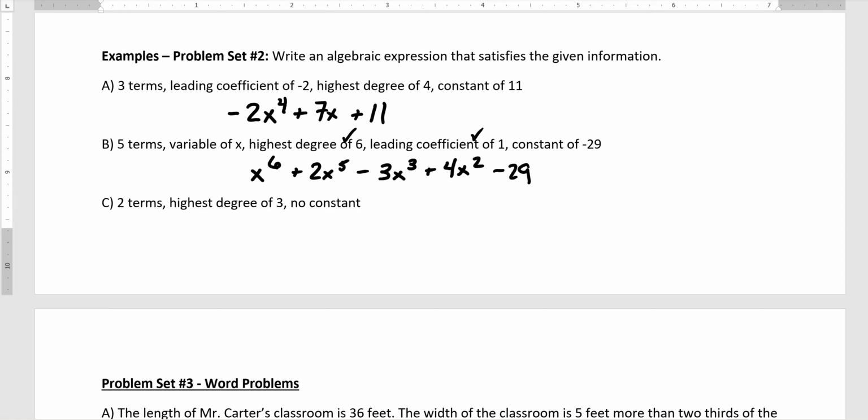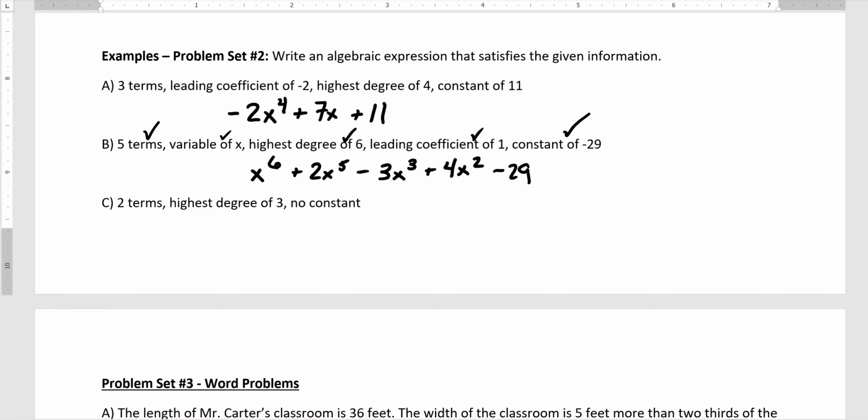So let's check to see, make sure this checks out. It has 5 terms, 1, 2, 3, 4, 5, good. Variable of x, indeed. And then we already know about these two. Highest degree of 6, yes. Leading coefficient of 1, yes. And a constant of negative 29, yes.